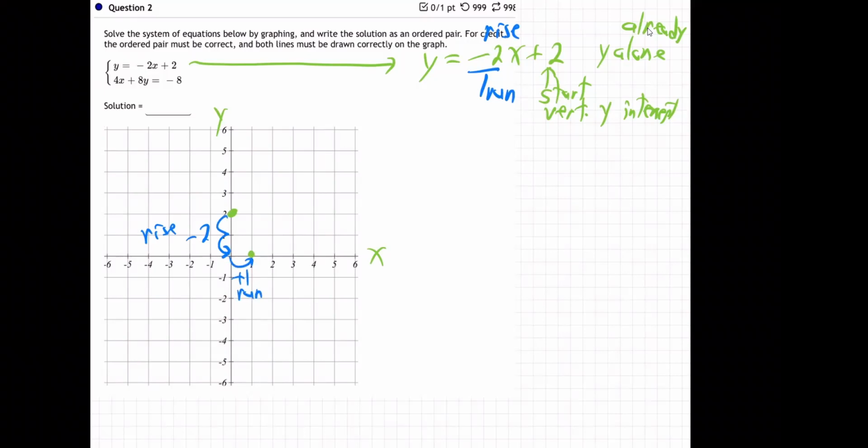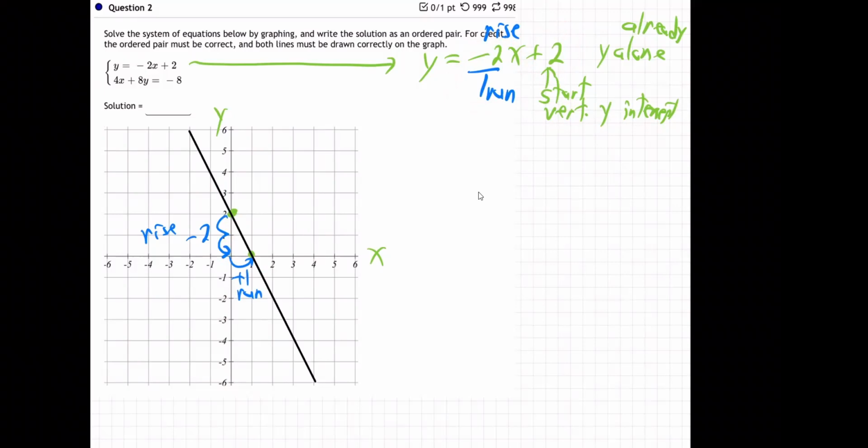Are we good there? So I went down 2 over 1. My first point is the number off to the right. That's your starting point, your vertical y-intercept. And then from there you do the rise over run, the fraction next to x, down 2 over 1. And then we connect those two dots to form our line. So let's do that. And just like that, there we go. Okay, so now we've got that line.